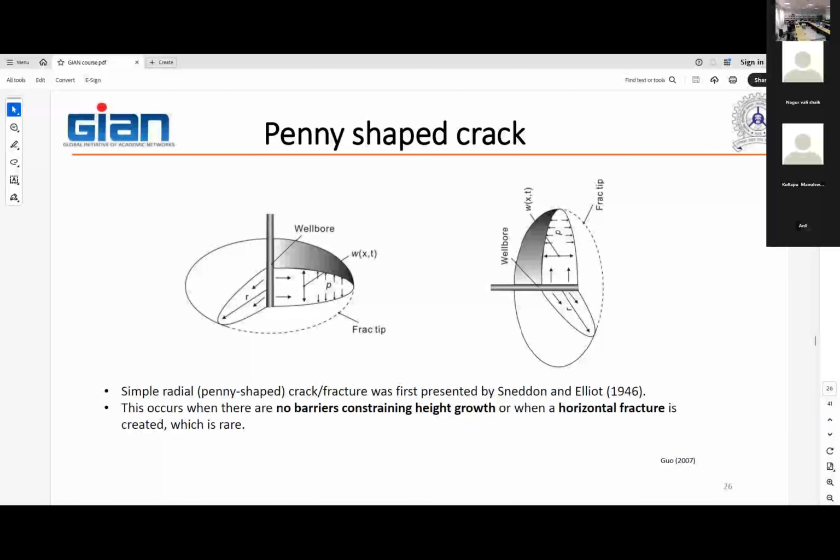When there are no barriers containing the height of the fracture, it will just grow out of the wellbore like a radial, circular fracture. For example, if you have a massive sandstone, the fracture will grow radially from the wellbore. If it's a horizontal fracture, there is obviously no vertical growth barrier, so it will just grow in a circular direction from the wellbore. But this type of fracture is rare. You never find a fracture which is completely circular.